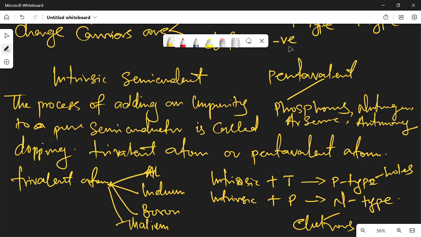Then for the p-type semiconductor, the major charge carriers are holes. And for the n-type semiconductor, the major charge carriers are electrons. I hope you understand this now. So the next thing we want to look at is how it affects the resistance of a semiconductor. That is, if I plot the graph of resistance against temperature, what is it going to look like?